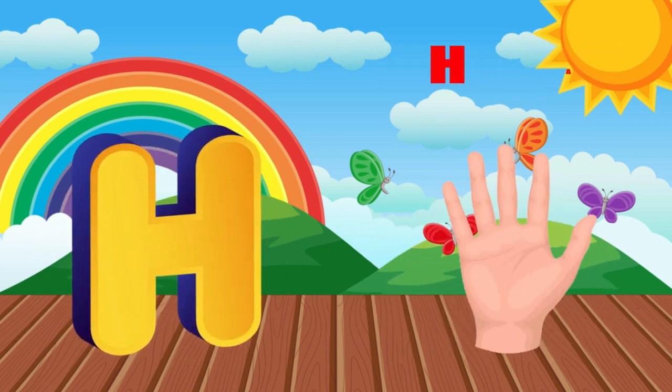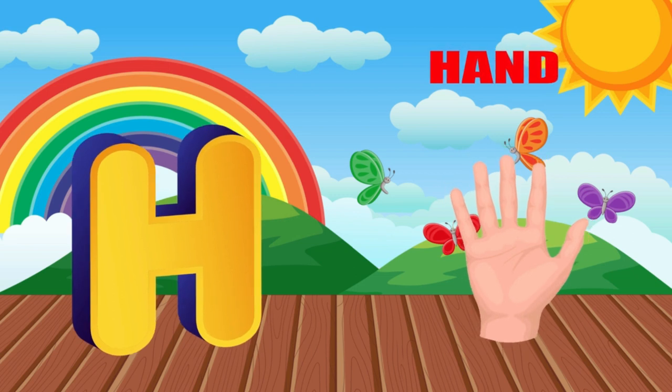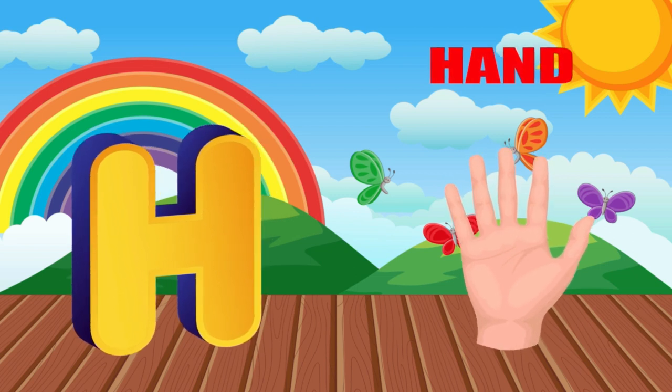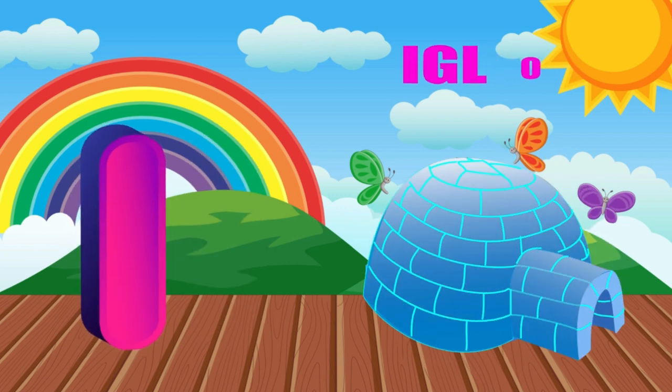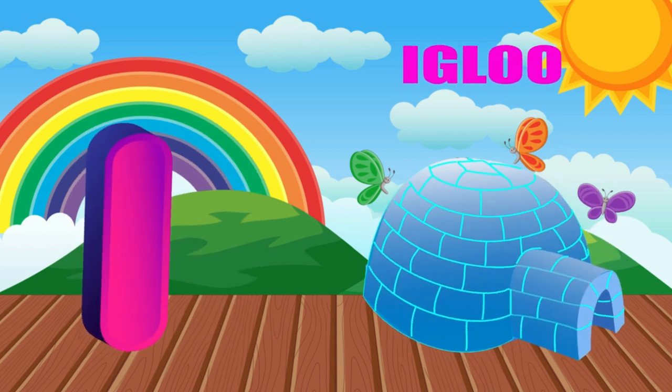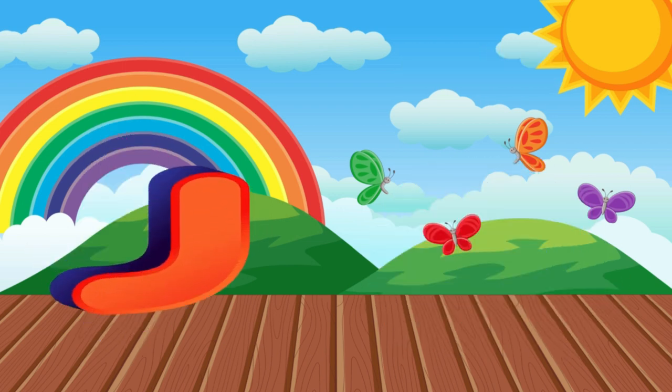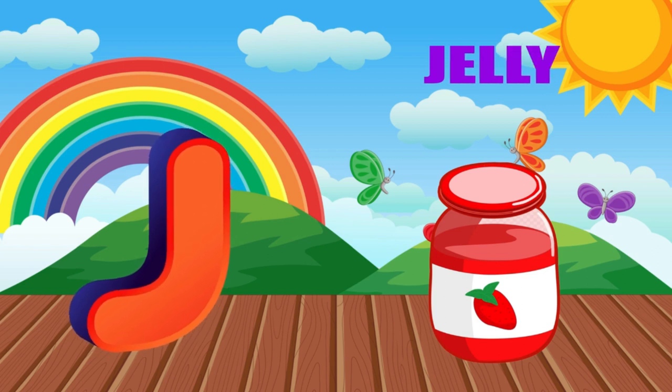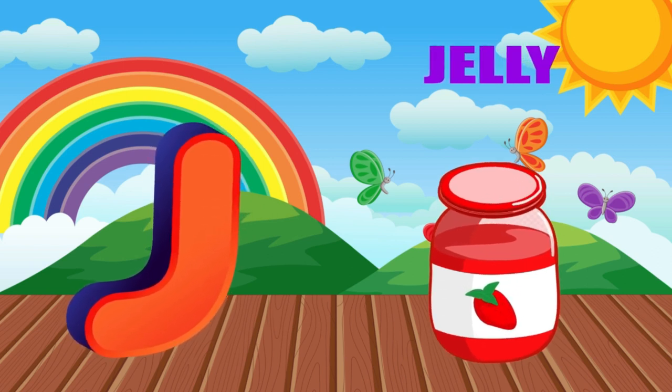H is for hand. H, H, hand. I is for igloo. I, I, igloo. J is for jelly. J, J, jelly.